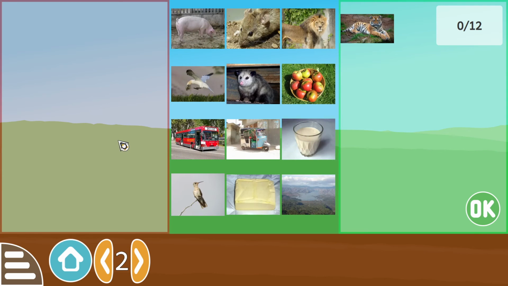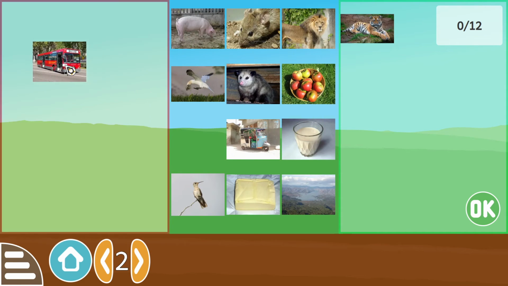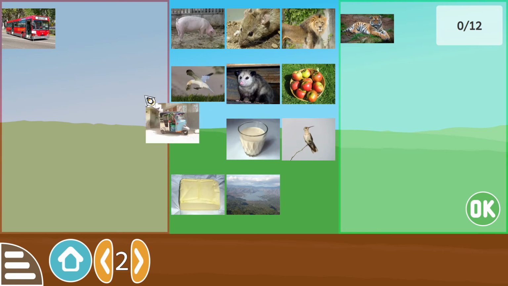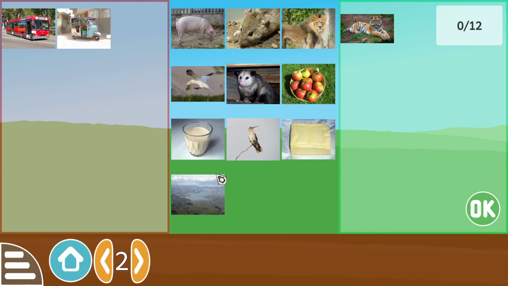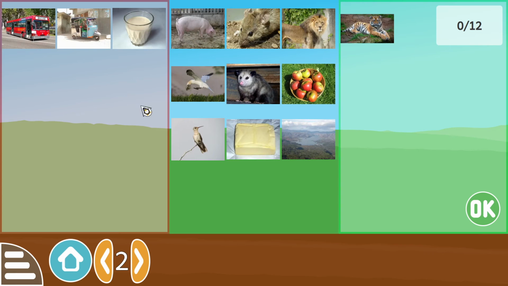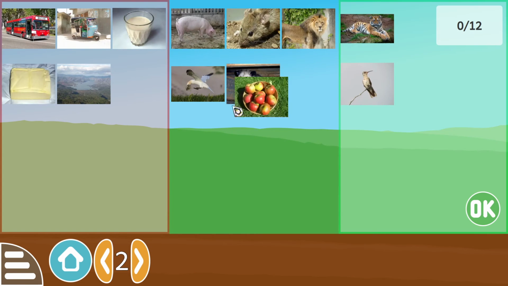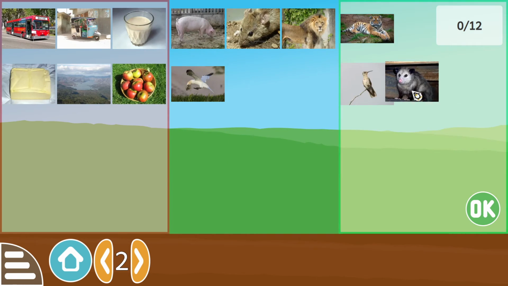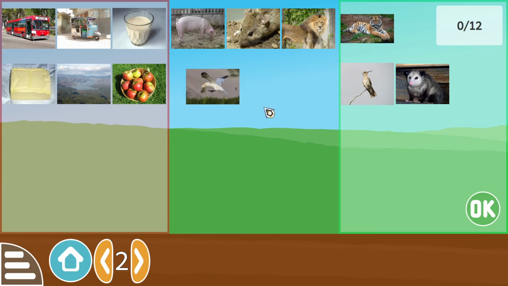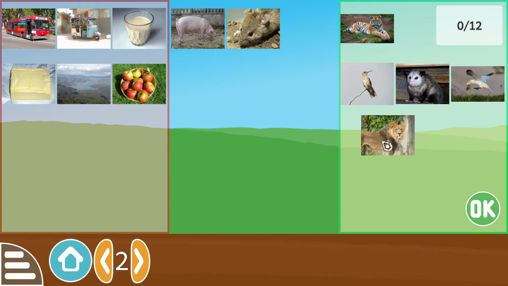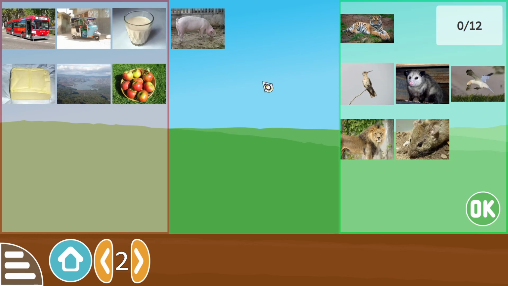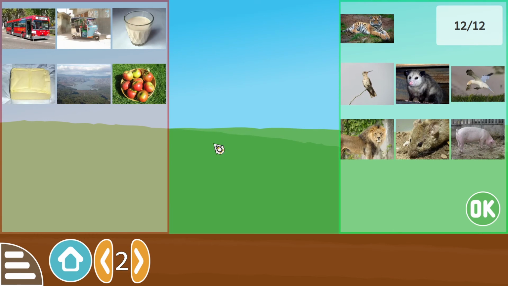So animals are living items that aren't plants. So a bus isn't. Neither is, I think it's a tuk-tuk. The milk isn't. Neither is cheese or butter. Or a lake in a valley. But bird. The apples aren't. It looks to be an opossum. Another bird. Lion. A mouse or a rat. And a pig.